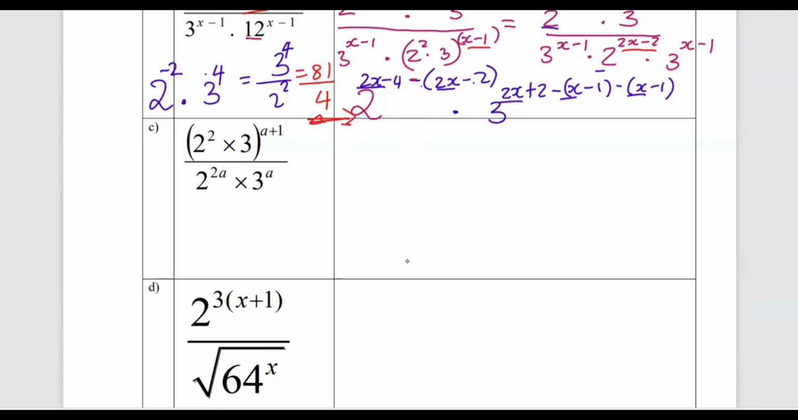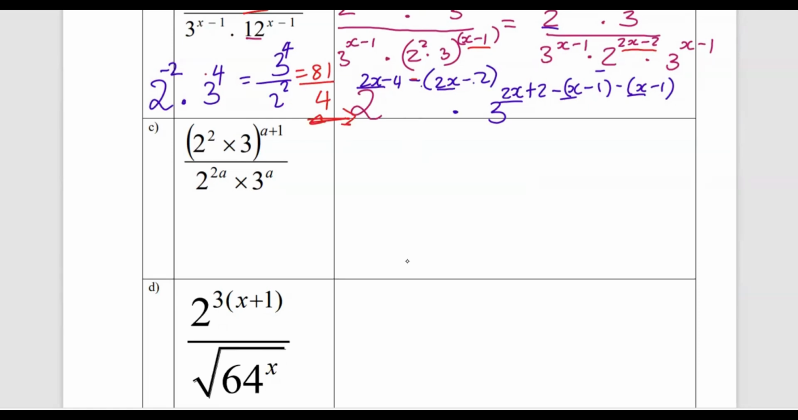Okay, over 2 to the 2a times 3 to the a. What is going on here? I can see the answer could be maybe 12, I don't know, but it's what I'm smelling or what I'm thinking.